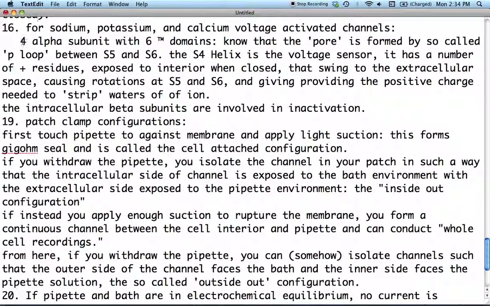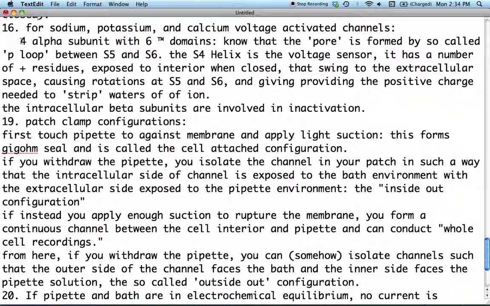Okay. So for sodium, potassium, and calcium voltage-activated channels, these are big things that we have to know. Each of these channels is made up of 4 alpha subunits, like big alpha subunits. And each of these subunits has 6 domains, S1 through S6. The pore is formed by the so-called P-loop between S5 and S6. So you've got 4 of those coming together and making the actual pore.